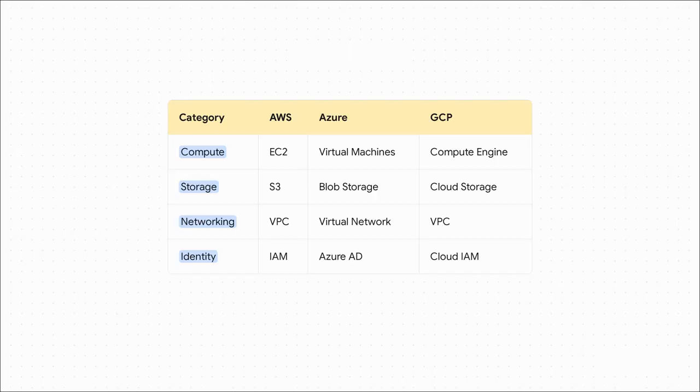And there it is. This is your cheat sheet to the cloud: compute, storage, networking, and identity. These four things are the absolute pillars. It doesn't matter that these companies offer hundreds of other services, because almost everything is built on top of these core ideas. EC2, S3, VPC, IAM, virtual machines, blob storage, VNet, Azure AD. The names are a little different, but the jobs are exactly the same.